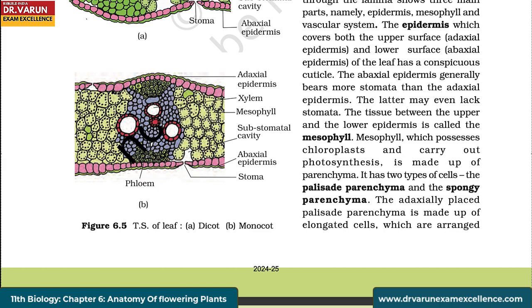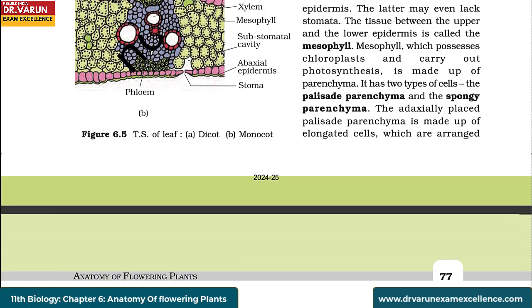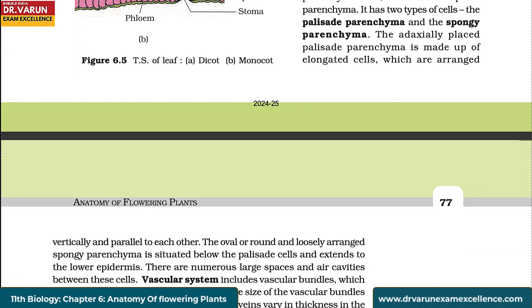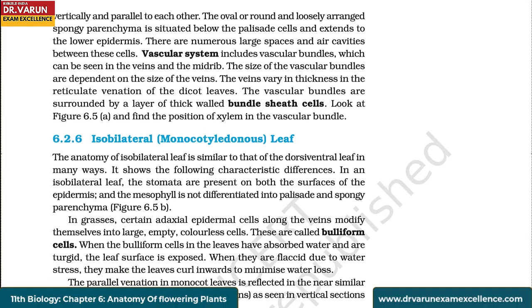Mesophyll, which possesses chloroplasts and carries out photosynthesis, is made up of parenchyma. It has 2 types of cells, the palisade parenchyma and the spongy parenchyma. The adaxially placed palisade parenchyma is made up of elongated cells which are arranged vertically and parallel to each other. The oval or round and loosely arranged spongy parenchyma is situated below the palisade cells and extends to the lower epidermis. There are numerous large spaces and air cavities between these cells.